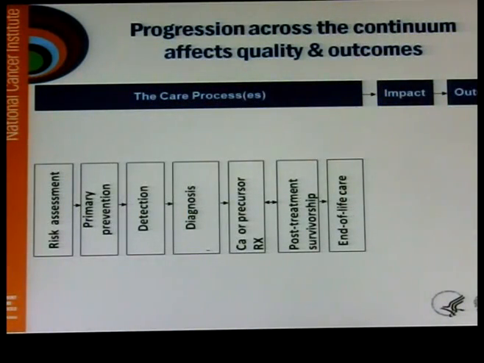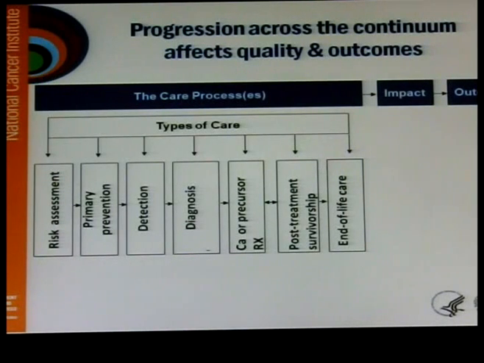There are a number of types of care, from looking at people at risk in the population to thinking about primary prevention, so changing diet, changing physical activity, thinking about detection or diagnosis. Each of these types of care needs to be addressed in order to move somebody all the way across the cancer continuum. So there is a time element, there is a longitudinal element.